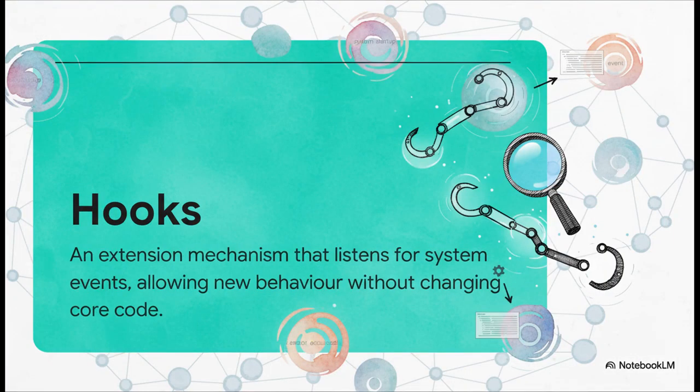Next, we've got hooks. A hook is basically a really powerful way to extend the system. As OpenClaw does its thing, it sends out little signals or events like, hey, I'm starting up, or oops, an error just happened. A hook is just a bit of your own code that listens for one of those specific events and then runs automatically. This is fantastic because it means you can add completely new features without ever touching the core OpenClaw code itself.